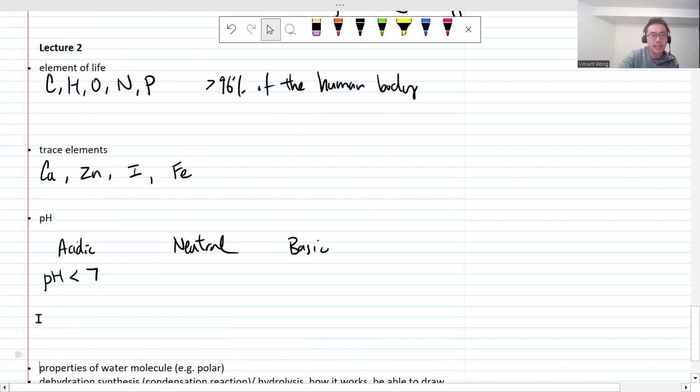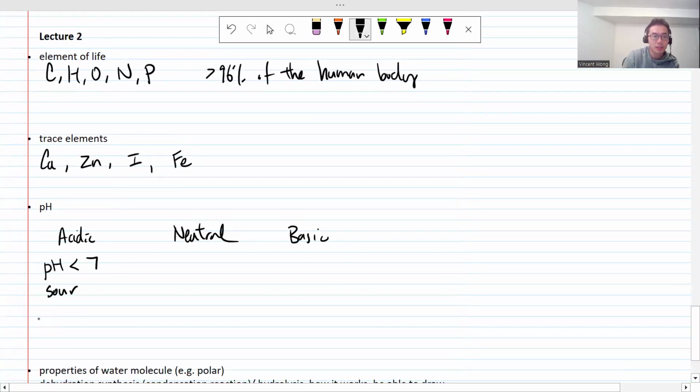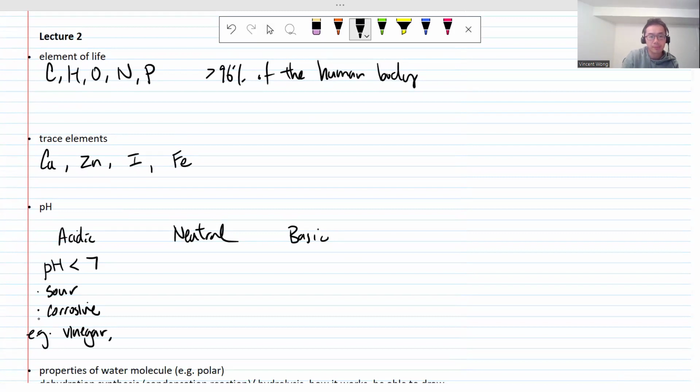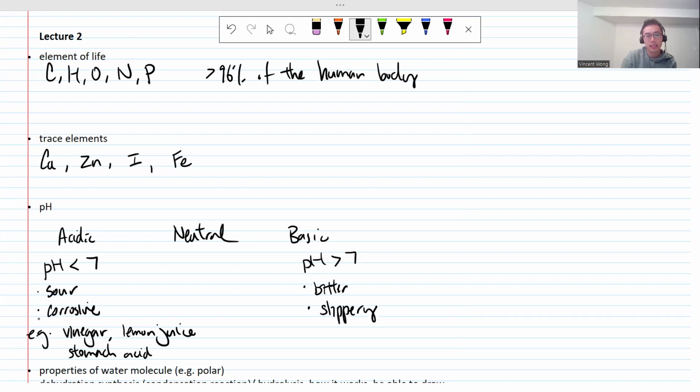Things that are acidic tend to be sour, right? They're going to be corrosive. Examples of acid would be things like vinegar, lemon juice, orange juice, and stomach acid, right? Those are some examples that we did in class. If the pH is greater than 7, then it's basic. Basic stuff tends to be bitter. They are slippery to the touch, and they are also corrosive.